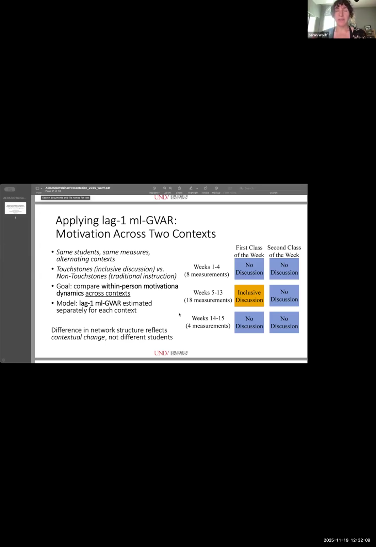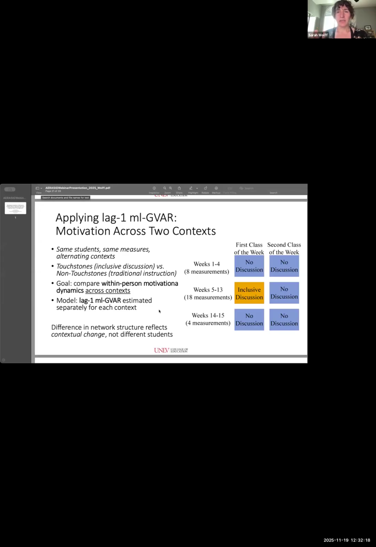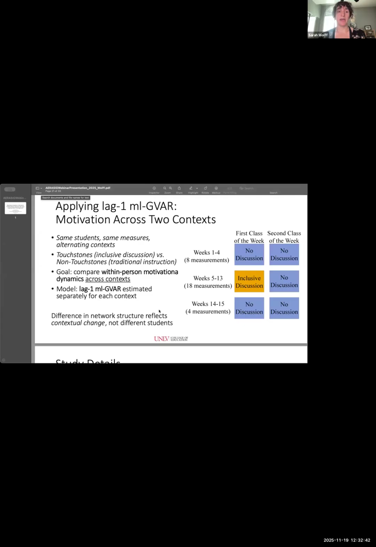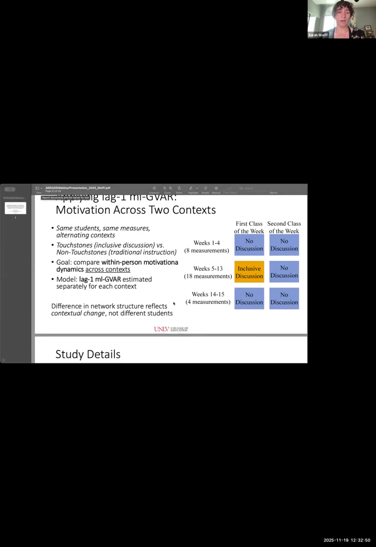And so that's why this lecture is titled a within-person approach, because we're taking an ABAB sort of design here, and we're going to map the networks of the same individuals only for the days that they're in the Touchstones class versus only when they're in the traditional lecture classes. So we're modeling separate lag 1 mlVAR models for each context. That would frame it so that differences in the structure reflect that contextual change, and not different students. That's really key to understand as we move forwards.